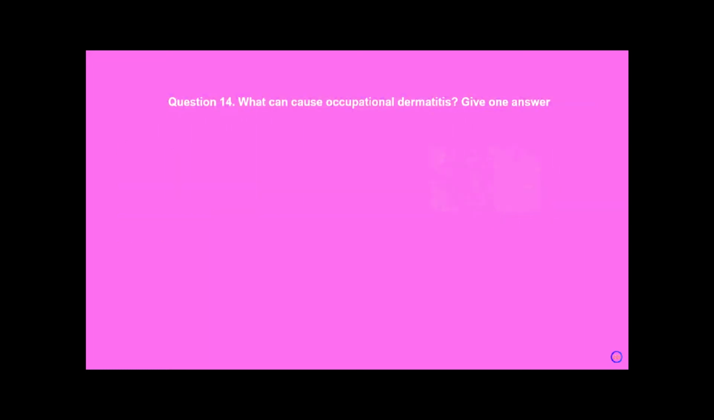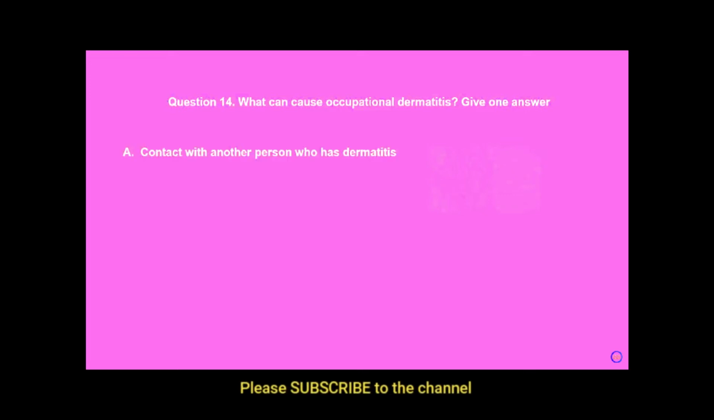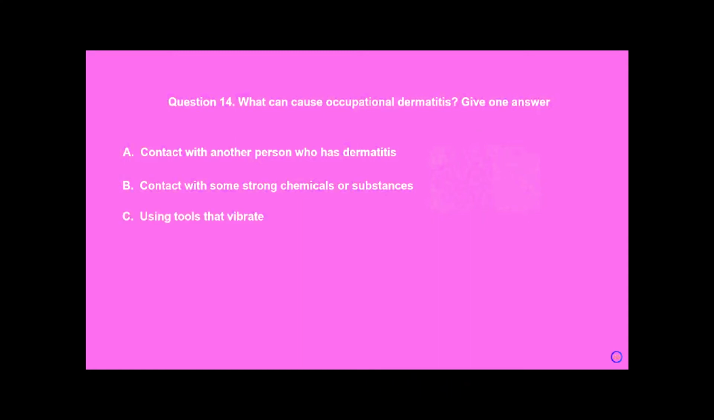Question 14. What can cause occupational dermatitis? Give one answer. A. Contact with another person who has dermatitis. B. Contact with some strong chemicals or substances. C. Using tools that vibrate. D. Working in the sun without sun cream. The correct answer is B. Contact with some strong chemicals or substances.